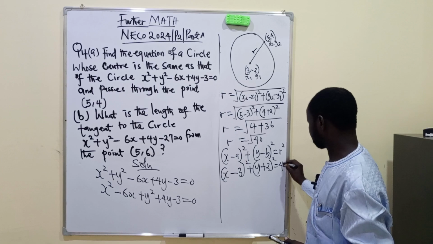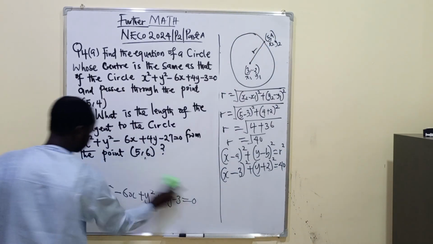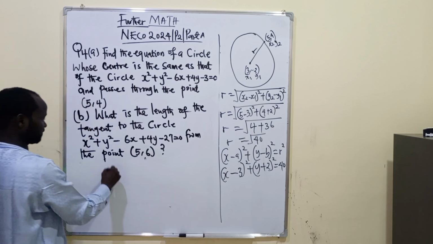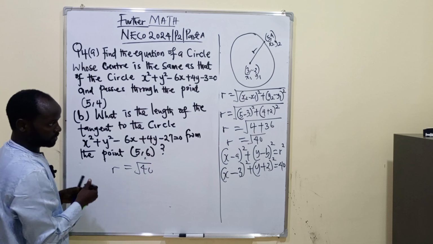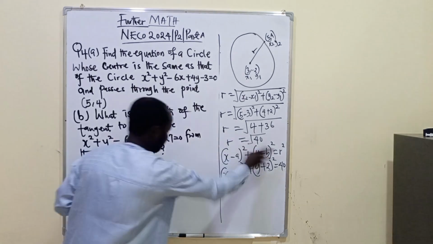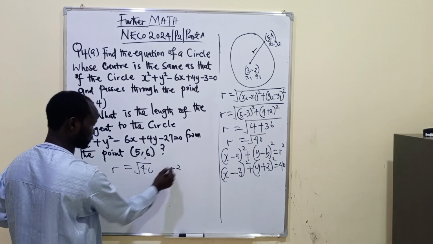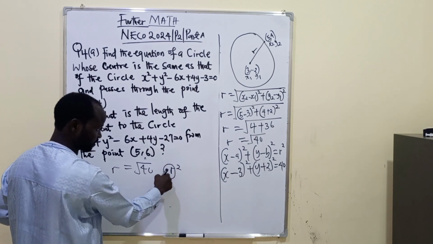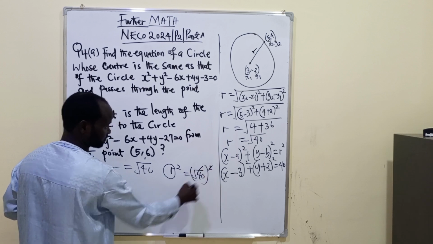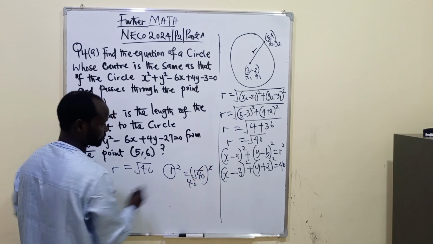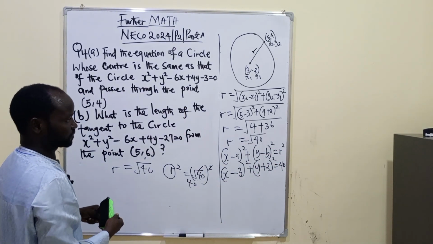If r squared is equal to 40, it means here will be 40. We have r as root 40. Then since we need r squared, to find r squared now, since r is equal to root 40, we can put root 40 here in place of this r. That will be root 40 all squared. So the square will cancel the root. We're left with 40. So it means r squared now will be 40.